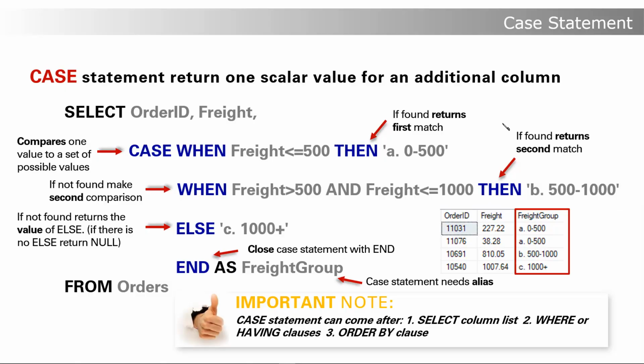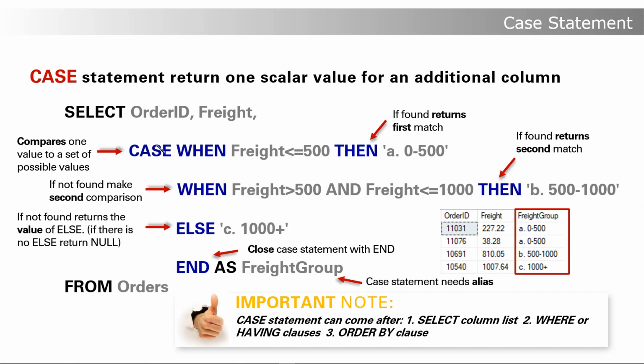In this lesson, we will learn about the case statement. The case statement returns one scalar value for an additional column. What does it mean? It means that we can take a column and combine it by groups. Here we have order ID, freight, and this is the case statement. Let's go over it together.